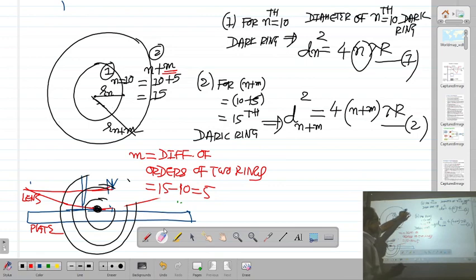Where m, please remember, m is not the ring number. It is the difference of ring numbers. The order of the first ring is 10, the order of the second is 15. So the difference of ring numbers will be 15 minus 10, that is 5.